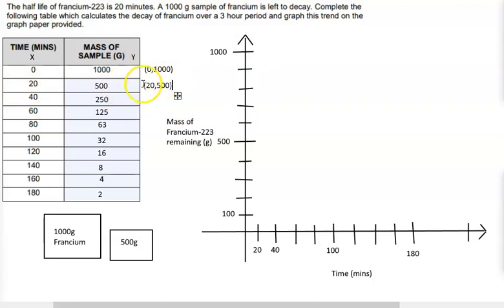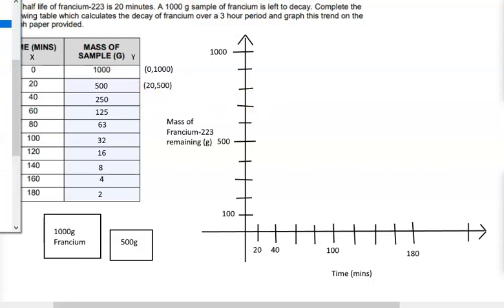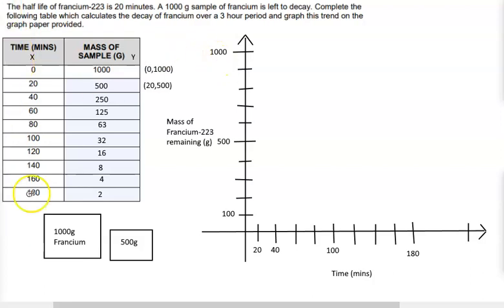So now what we need to do is plot all these coordinates onto our graph and then join up the dots with a curve, which will show the half-life graph. Okay, so let's plot the coordinates. It's probably a bit big. Okay, here we go. So the first point is at 0, 1,000. So 0 on the X, 1,000 on the Y. The next point is at 20, 500. So that is here.